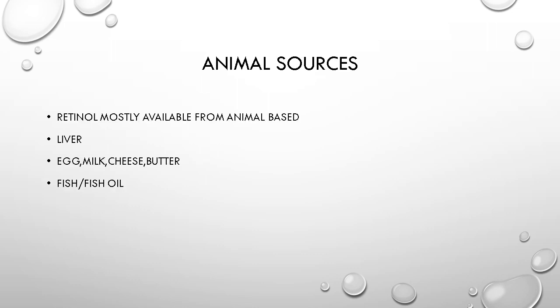Now let's talk about the sources of vitamin A. So we have animal sources. Retinol is mostly available from animal-based food. We can receive it from the liver of fish, animals, and livestock. It's present in egg, milk, cheese, butter, fish, and fish oil. So these are the animal sources of vitamin A.